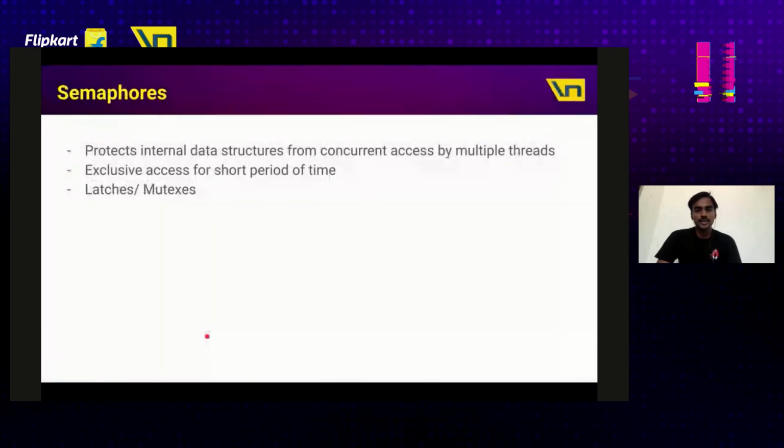So now we saw the different data structures and threads. That's where the semaphore has a place. Whenever we want to protect internal data structures from concurrent access by multiple threads, we go for semaphores. They are called latches and mutexes, and generally they are taken for a very short period of time.